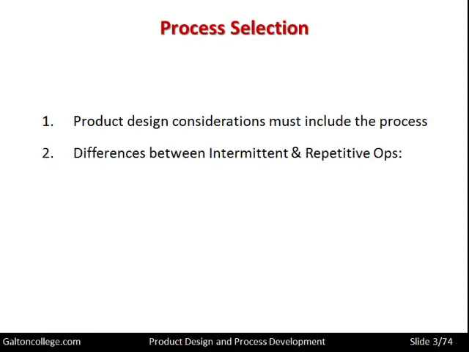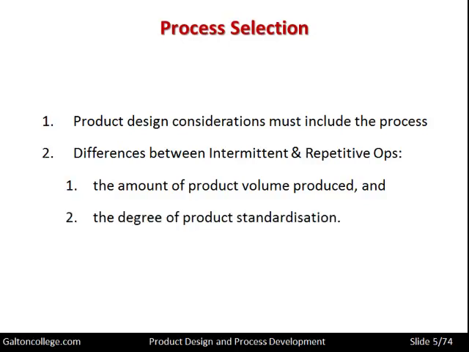Now there's a difference between intermittent and repetitive operations. Intermittent, as the name suggests, are once in a while, whereas repetitive operations are ones which occur on a continuous basis. So with intermittent, we're looking at the amount of product volume produced, the total amount produced and how it's produced. It may be produced from time to time as required. And we should also look at the repetitive situation, which is more to do with standardization and continuous production.